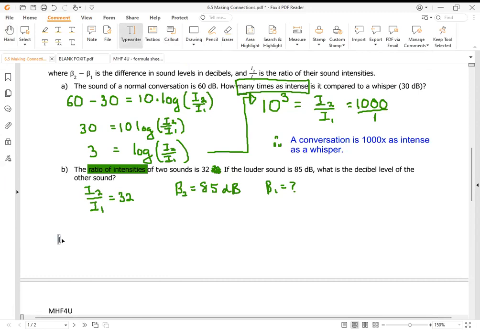Okay, part C. How many times as intense is a concert measuring, I don't know how loud a concert is. Let's just say 300 decibels. I don't know. That's like a jet engine.